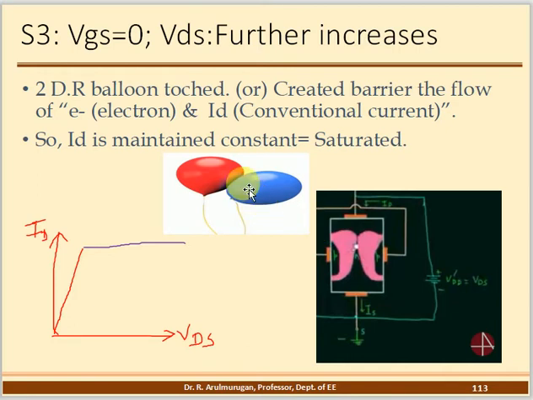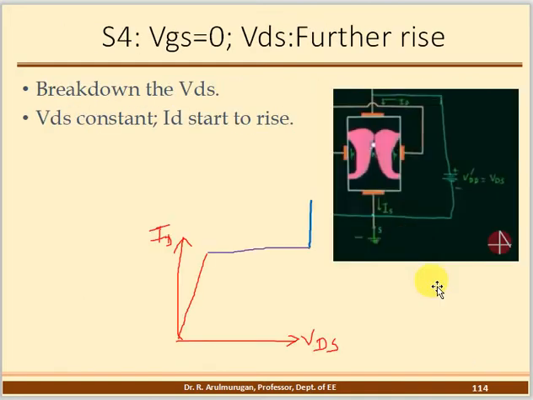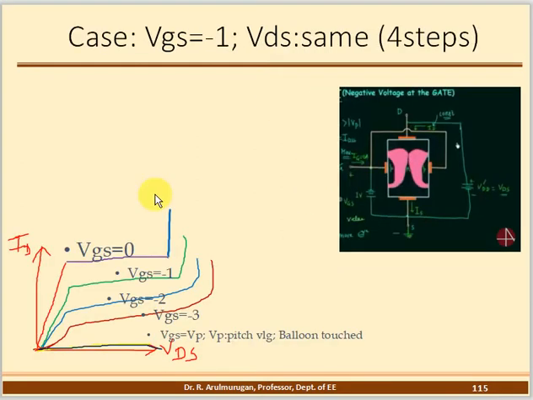After one point, the balloon touches. The balloon touching means what will happen? The conventional current is not permitted to flow from top to bottom, and electrons are also not permitted. So the conventional current does not flow from top to bottom, it is maintained as a constant. That is called the saturation region. If I keep on applying the voltage, the voltage will get the breakdown. Breakdown of the voltage means the voltage is maintained as a constant and the current increases. So this is about the breakdown region. That is all about those operations.